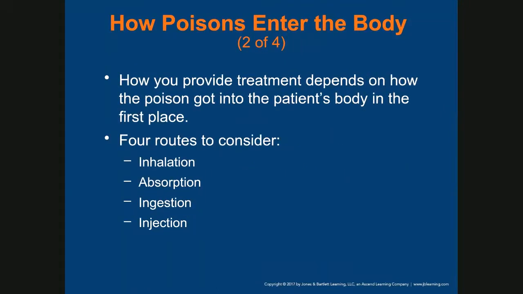All right, so as I said before, the same way in which allergens can enter the body is the same way poisons will enter. How you provide treatment depends on how the poison got into the patient's body in the first place. And we have four routes: inhalation, absorption, ingestion, injection.